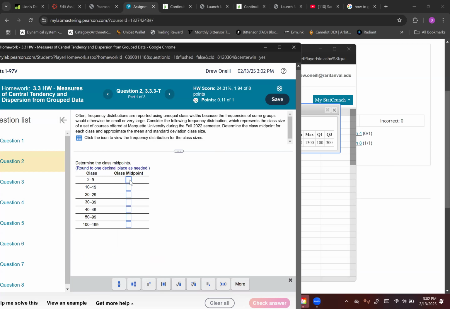So let's see. What's the midpoint between 0 and 9? So that would be 5. Or, let's see, what's the midpoint between 2 and 9? It'd be 6, right? 6.